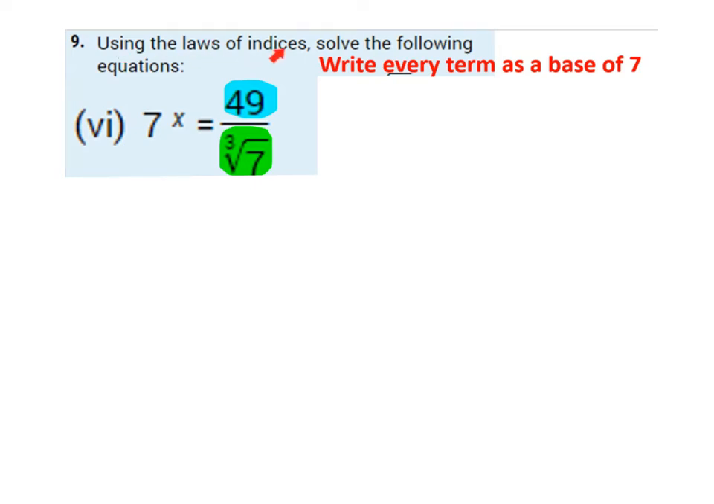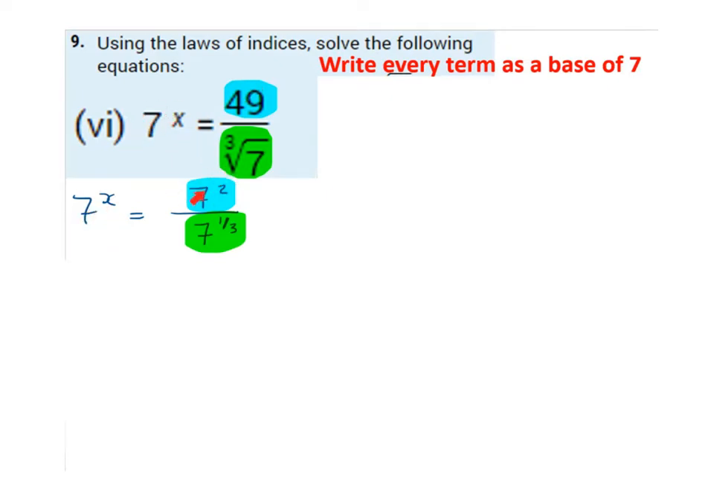Using the laws of indices, solve the following equations. 7 to the power of x equals 49 over the cube root of 7. So what we're going to do is write every term as a base of 7. So 7 to the power of x already has a base of 7, so we just write it down.